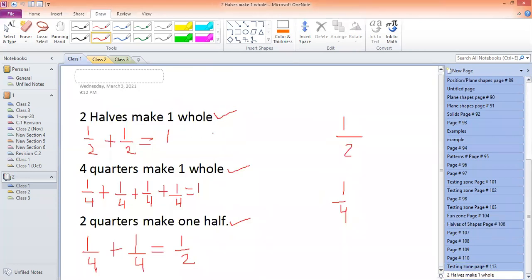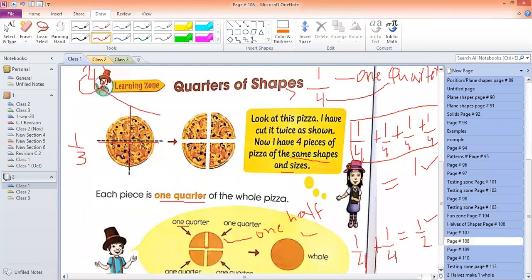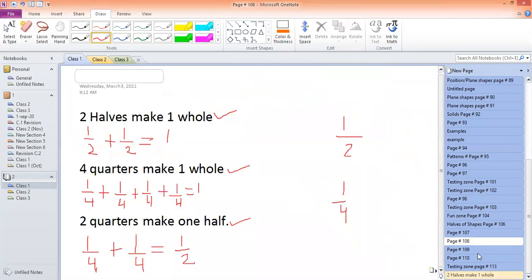The next concept was 4 quarters make one whole. So you can see here, guys, if you divide this pizza into 4 equal pieces, this is quarter 1, quarter 2, quarter 3, quarter 4. All are 1/4. So if you eat all the pieces, what is left now? Nothing. That means you eat the full pizza. There are total 4 pieces and you eat all pieces. So this is the second concept, guys, that 4 quarters make one whole. If you divide a pizza into 4 pieces and out of 4 you eat 4 pieces, that means you eat the full pizza.